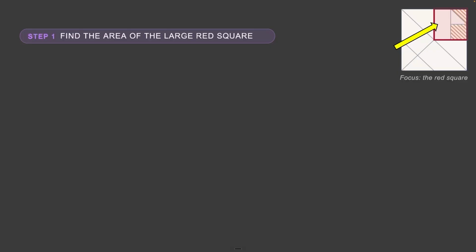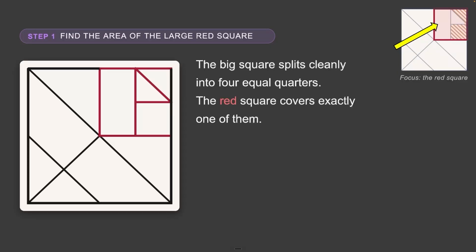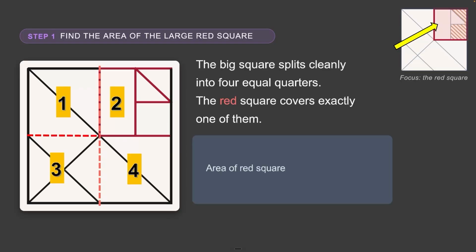Let's try this. First, find the area of the large red square. This is our first focus. To do this, we should understand that the big square splits cleanly into 4 equal quarters. The red square covers exactly one of them. You can see we've split the entire square into 4 smaller squares. 1, 2, 3, 4. And our focus is on the second square.